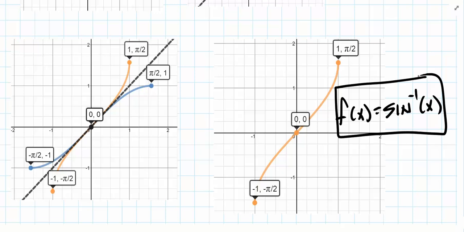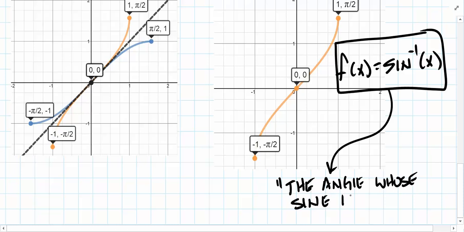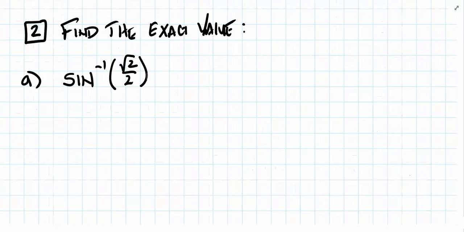And the way that we say this is sine inverse of x. Now, what this means, you have to know what this means. So I'd write this part down. This means the angle whose sine is x. So we are going to be looking for angles whose sine is x. And we're only going to be looking for angles that live between negative pi over 2 and positive pi over 2.